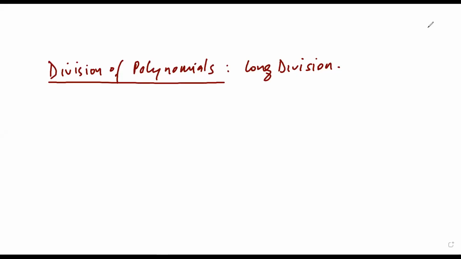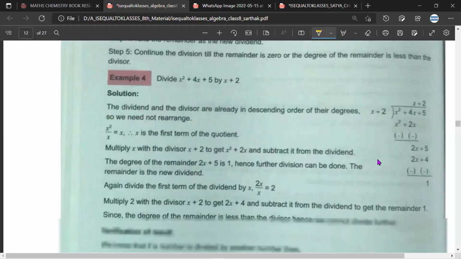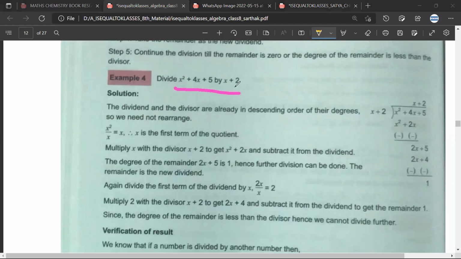So, Mr. Sarthak, division of long polynomials by long division. See, this is how it looks. Divide x square plus 4x plus 5 by x plus 2. And this is what is meant by the long division method. Basically, this long division method is the same that you use to divide, say, 9 by 2.